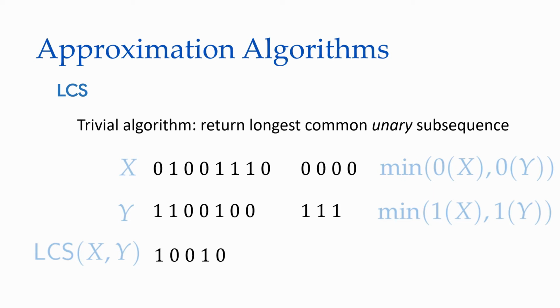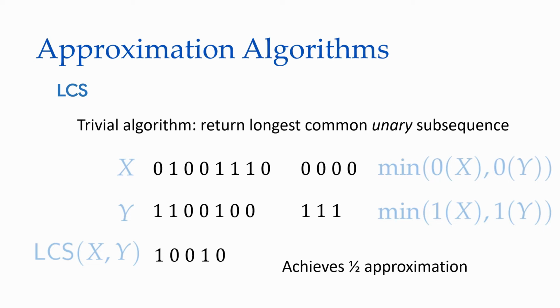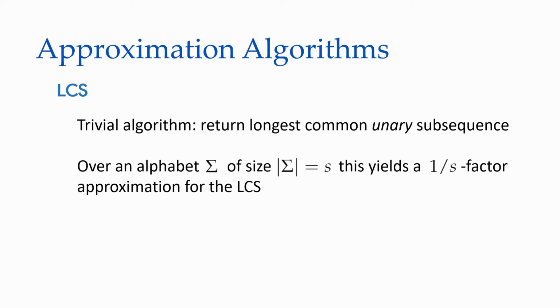In particular, at least one of these unary subsequences has length at least half the LCS. So for binary strings, returning the longest common unary subsequence is guaranteed to be a half approximation. More generally, the same reasoning shows that if the strings come from an alphabet of size s, returning the longest common unary subsequence yields a 1 over s approximation to the LCS. Note that we can compute the longest common unary subsequence in linear time just by scanning the strings and counting how many times each character appears.